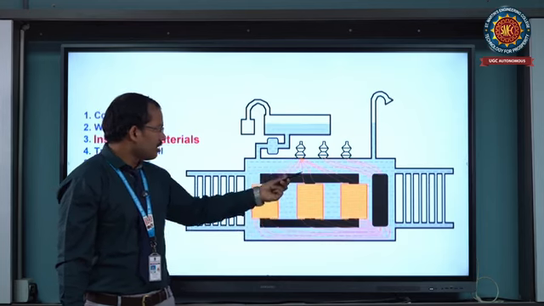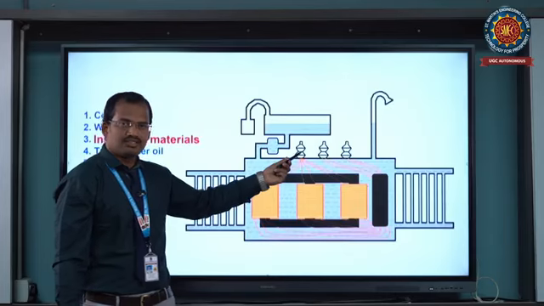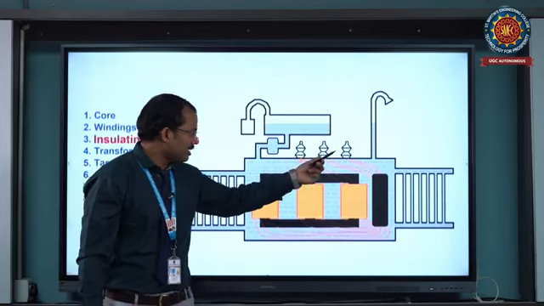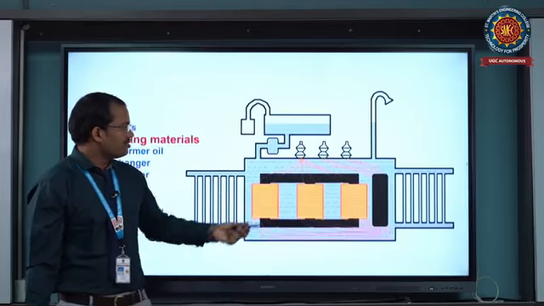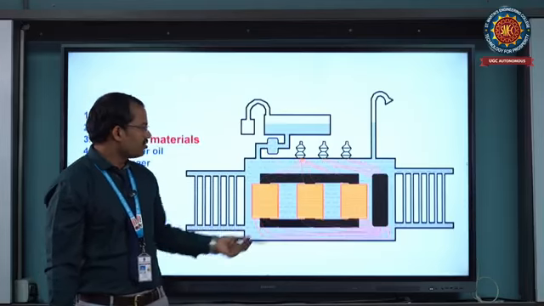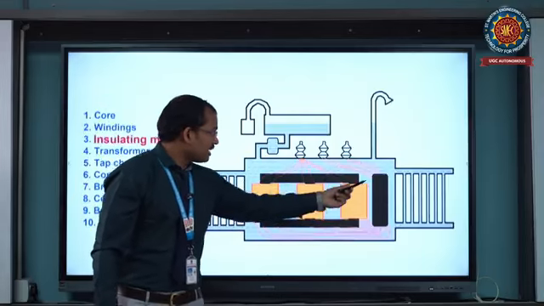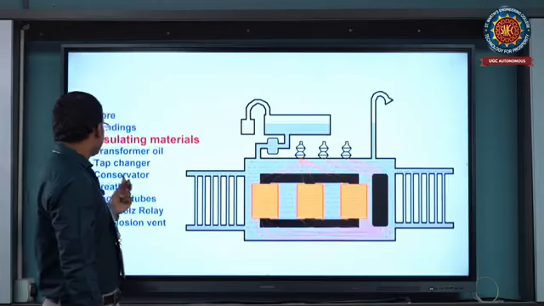On top there are 3 bushings. Bushings are insulators, and these insulators are connected to the load side. This is the internal part of the transformer. This is the tap changing lever.